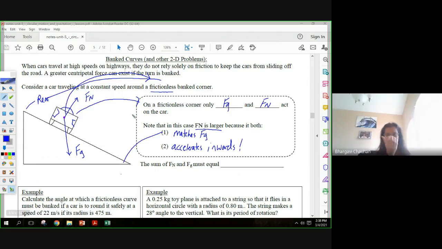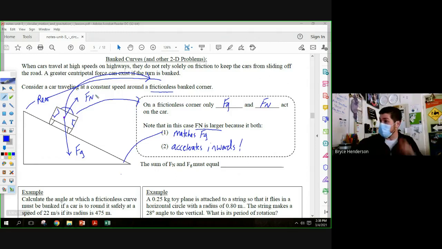So then Fn is inward towards the center of the circle, even though for us it kind of looks like it's going upwards. It's actually more inwards. So Fc is the last thing here. Would it need a minimum speed to keep going to not slide in?